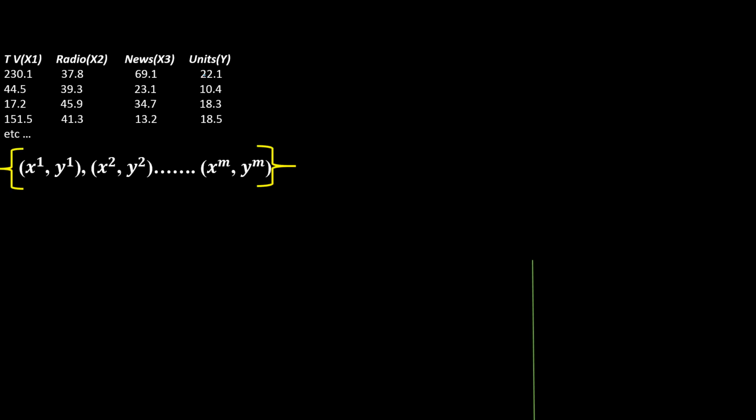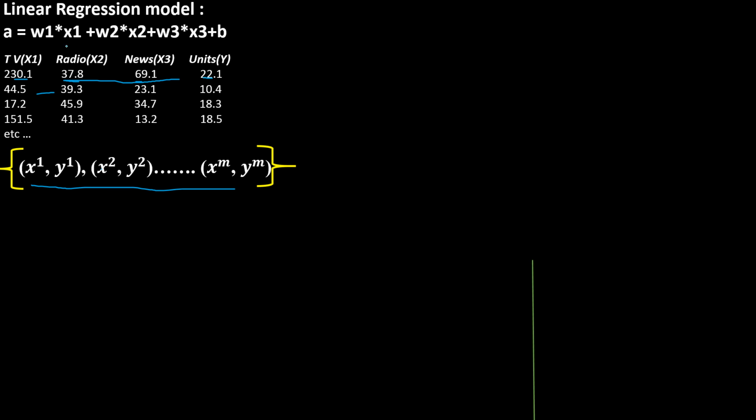So we have this example: TV, radio, news, x1, x2, x3, and the output y. And we can represent this one as this. So x1 denotes the first sample, x2 means the second sample, x3, and so on for all the samples. So our linear regression model here is like this: w1 x1 plus w2 x2 plus w3 x3 plus b. So for each of the inputs we'll have a weight parameter, how much weightage we want to give to those parameters, and overall bias.